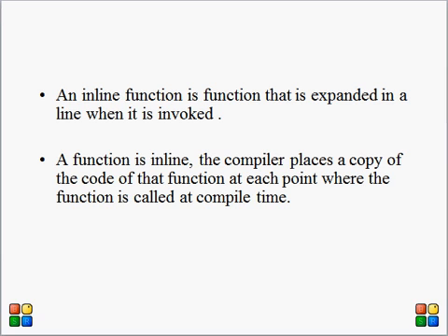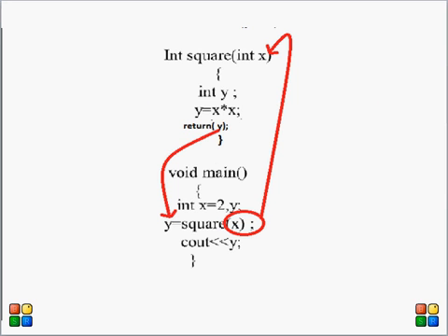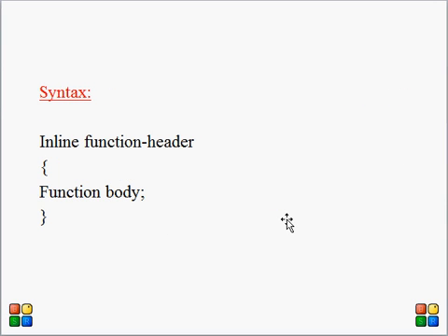If a function is inline, the compiler handles it differently. In the previous example, whenever the compiler comes to the calling function, it goes to the called function, places this x value into this x value, calculates this, initializes it to y, returns y, and takes this value. It's a waste of time. That's why we are using inline functions.